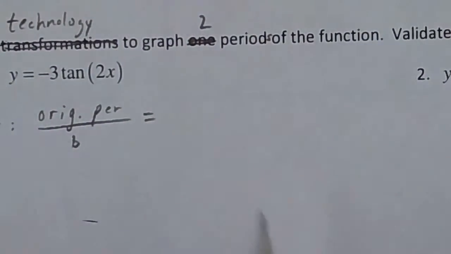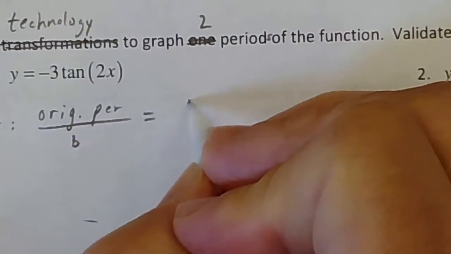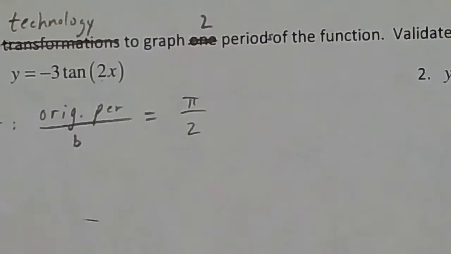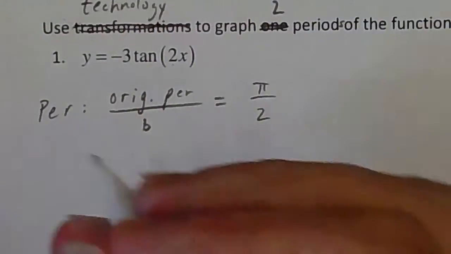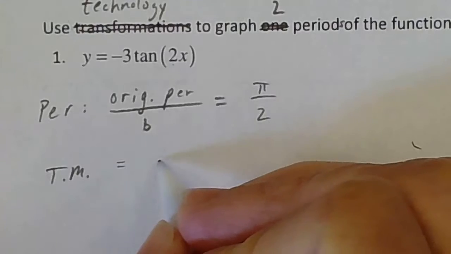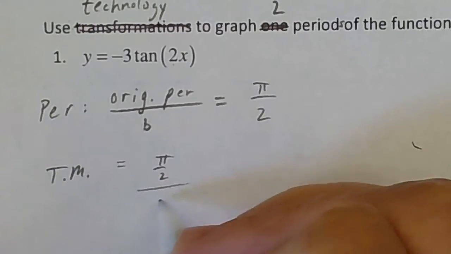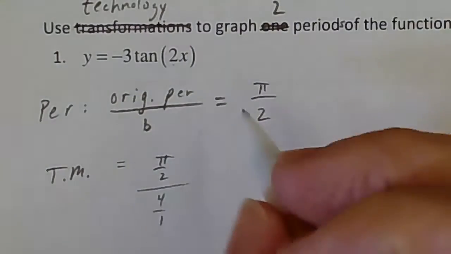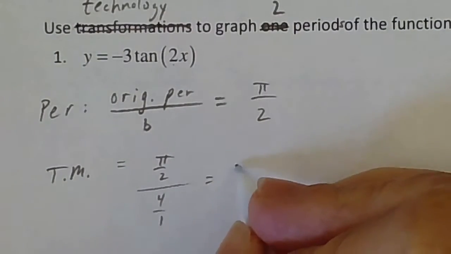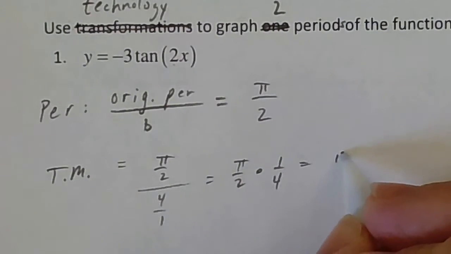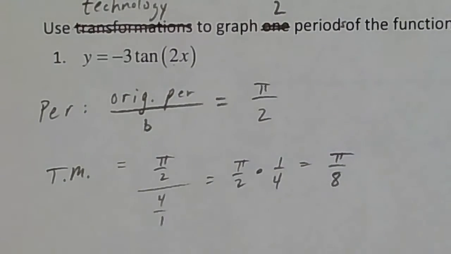All right, so since this one is tangent, the original period is pi divided by the b value of 2. The scale marks or tick marks are again quarter periods, so I'm going to divide this by 4. I'll write that as 4/1 if you want, so I'm getting ready to multiply by its reciprocal. Or you might just always want to multiply it by 1/4 and skip that step altogether. Quarter periods. So we get pi/8 for our scale marks.